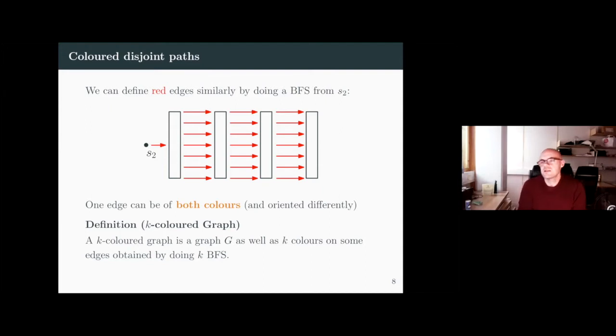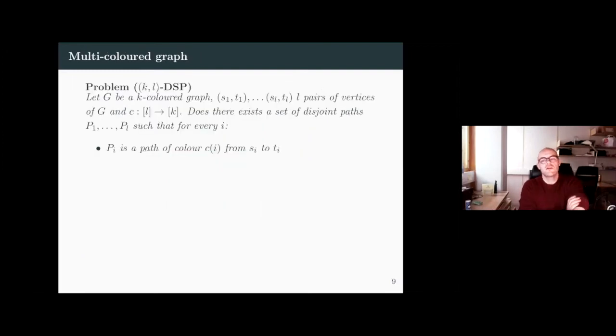All right, so now we defined what we call the k-colored graph. It's basically a graph G and k partitions of the vertices. So this gives you k colors, and all of these colors are obtained by doing one BFS, right? I don't want to go into too much detail, but you start with a graph G, and then you do k BFS, and it gives you k colors. And actually, this allows us to generalize a bit the result that we're trying to prove.